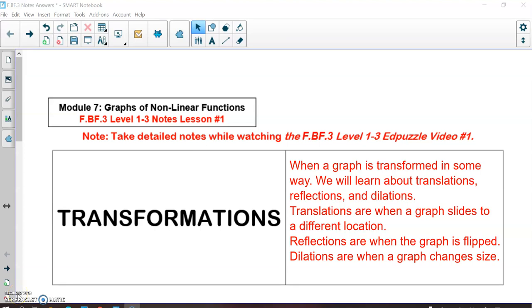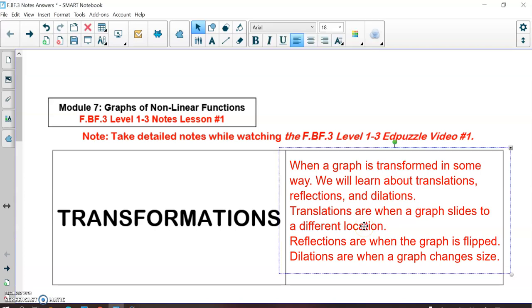Hello everyone, we are going to be learning about transformations of graphs. This is when a graph is transformed in some way. We're going to be learning about different types of transformations: translations, reflections, and dilations. The first one we're going to learn about are translations.